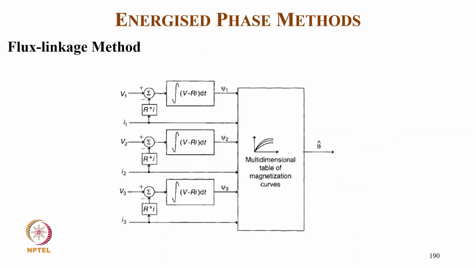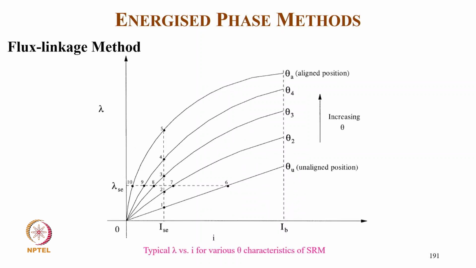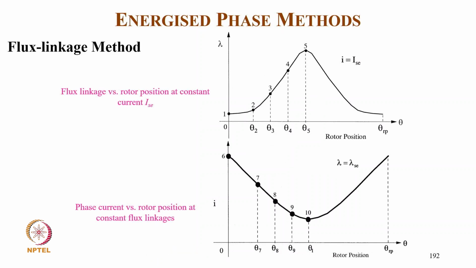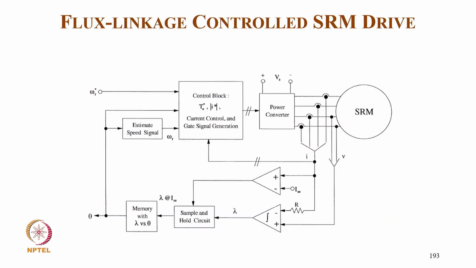In the flux linkage method, we sense voltage, then we sense current, subtract Ri from the voltage and integrate, and we get the flux linkage. From the flux linkage and the multidimensional table of the magnetization curve, we get the theta position. In the flux linkage characteristic, here we have lambda versus I, typical I for different theta characteristics from unaligned to aligned. These are the typical flux linkage versus rotor position at constant current, and this is flux linkage versus rotor position at constant flux linkage.